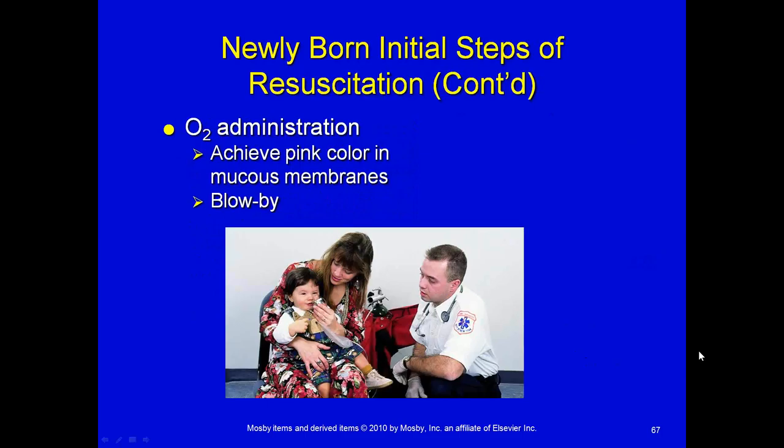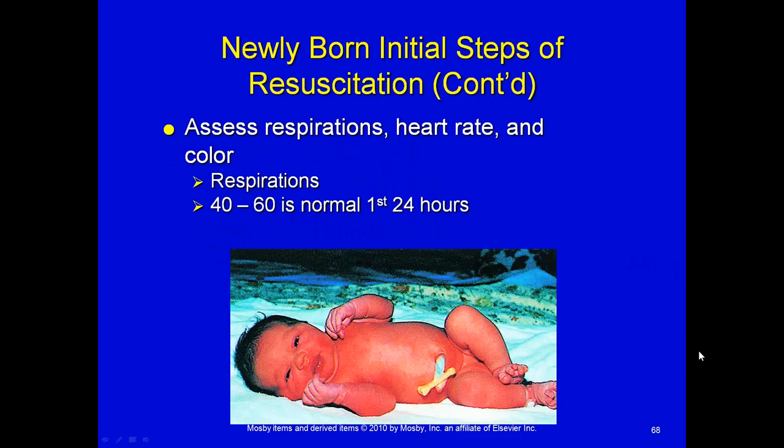Here, this is kind of misleading because we're talking about newborn resuscitation, but maybe blow-by is all you need initially. Holding the oxygen supply tubing at 2 to 4 liters a minute, roughly 2 to 4 inches above their face, and see what that does to your pulse oximetry and to their color, and back it off slowly to wean them off the oxygen.